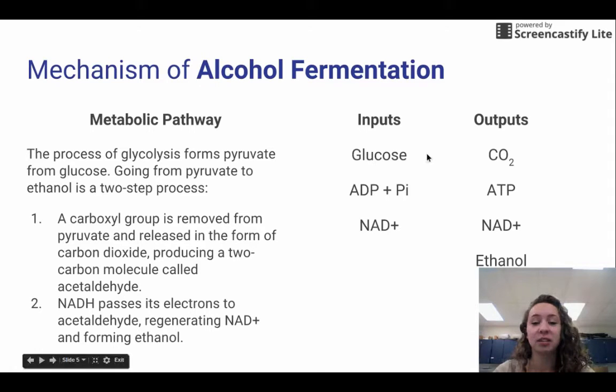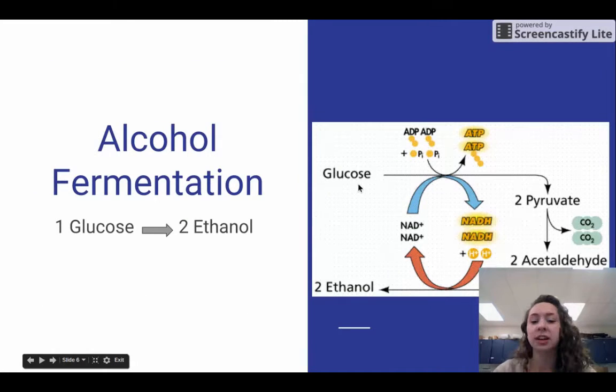So the inputs are glucose, ADP, a phosphate group, and NAD+. And then the outputs are carbon dioxide, ATP, NAD+, and ethanol. So here's a diagram. The first part, the glucose goes through glycolysis with the help of NAD+ and the ADP and a phosphate. And then it creates 2 pyruvate from 1 glucose molecule, releasing 2 carbon dioxide molecules. And then it just keeps going and goes into ethanol.